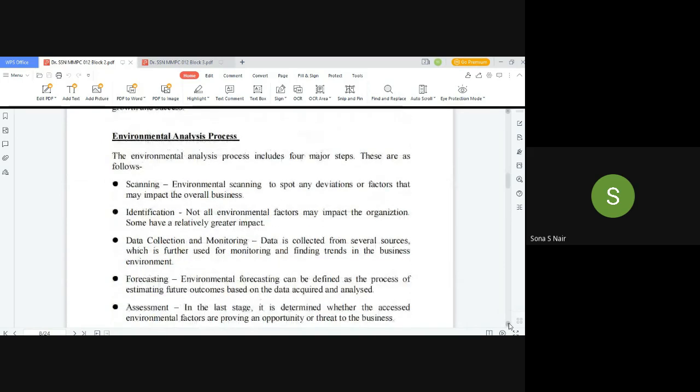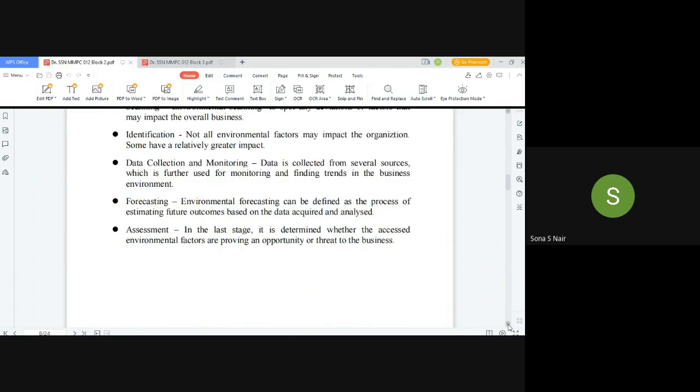Then there was the process: first we scan the environment to spot any deviations or factors that may impact us. We also identify factors which may impact us. Like we said, there are certain environmental factors which might not at all impact us, though they might be occurring very closely. So we need to identify which factors are imperative to study. Then we collect data on those factors, and we forecast and plan accordingly. That was the process of environmental analysis.